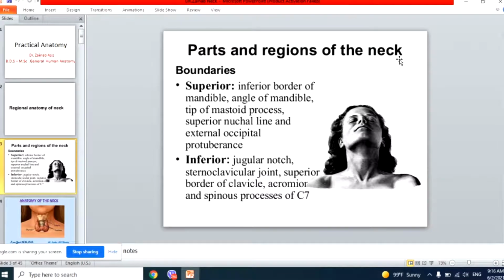What we have in the inferior, it extends from where to where. So it extends superior from those structures that I said, and inferior is the insertion point, which is the jugular notch in the anterior side, sternoclavicular joint, superior border of clavicle, acromion, and from behind, from the posterior, it extends to the spinous process of the cervical vertebra C7. This is the boundary, the hudud, the origin and insertion point of the neck, from where to where it extends. Okay, this is the hudud of the neck.